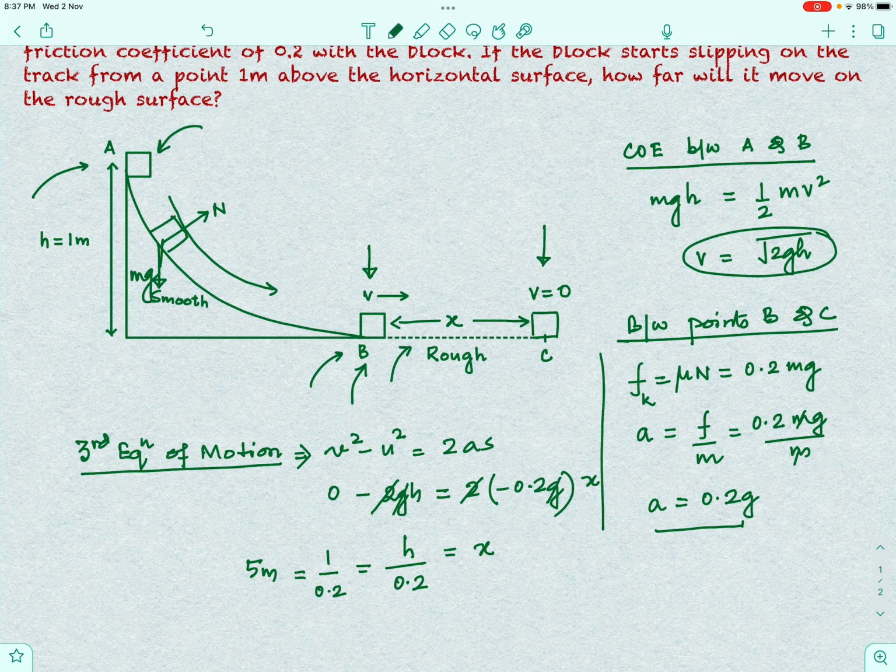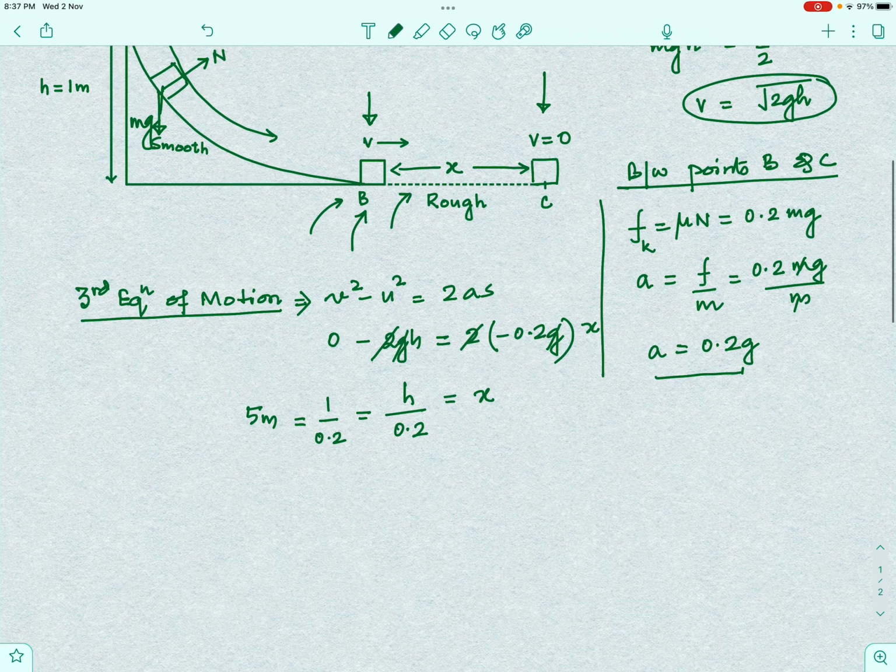Whereas between the points B and C, gravity, which is now perpendicular to the direction of motion, will not do any work. It is only friction now which will do work between the points B and C, right? So we have an alternate method for doing this question, another way, which is by using the work energy theorem.